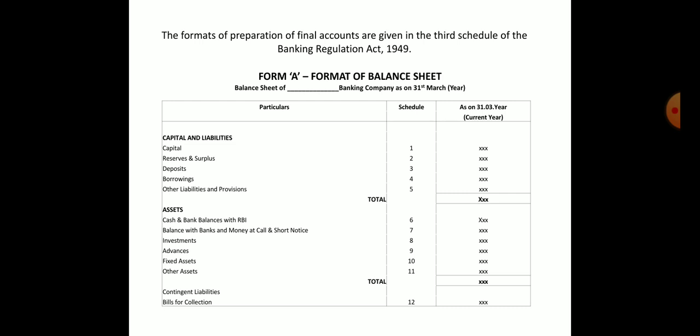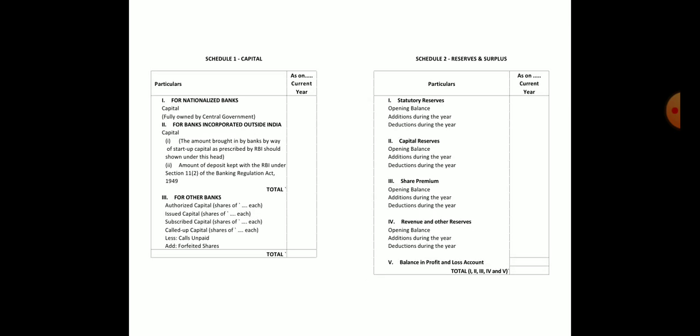Then the last one is schedule 12, that should be maintained for bills for collection. Bills for collection are basically maintained as a footnote in the balance sheet, as that should be occurred or should be accrued or due in the next year. So that should be maintained under schedule 12 as bills for collection as a footnote of the balance sheet. So we will discuss one by one as per the schedules.